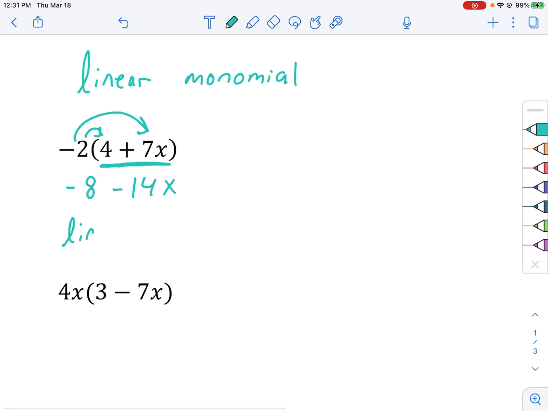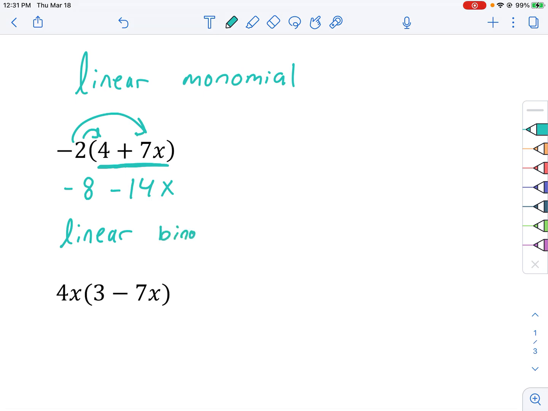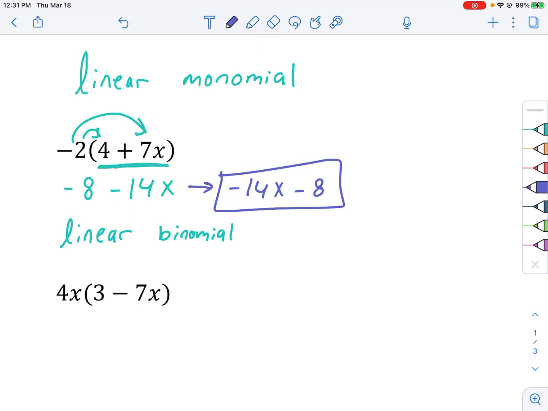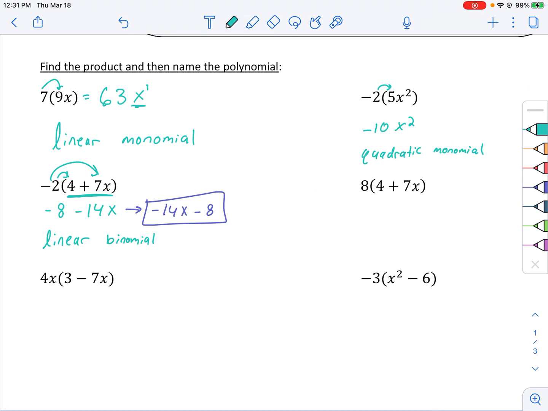Again, first power is the highest power, so that's linear. And we would call that a binomial because it's two terms. If I was asking you to put this into standard form, we would need to have the negative 14x come first and then the minus 8 because we need the highest degree of x to come before the constant term.